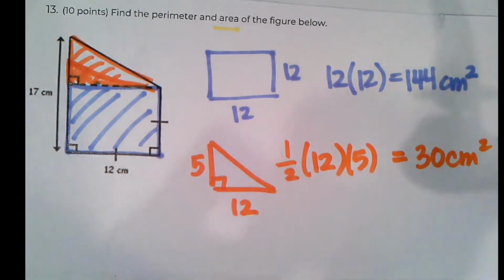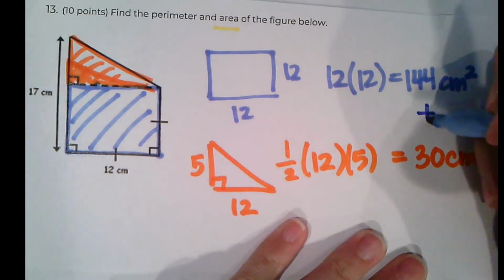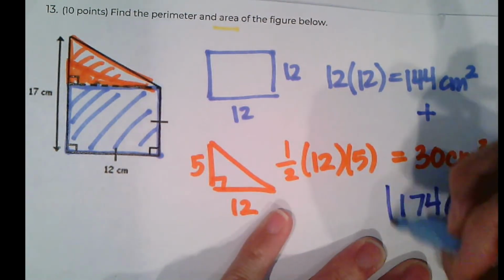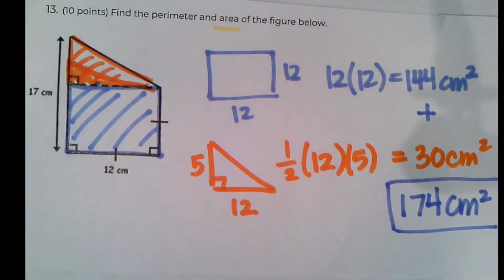And then, of course, since we need both of these figures, we're going to add these two values together. And we got 174 centimeters squared. Gorgeous. So there's our perimeter and our area for number 13.